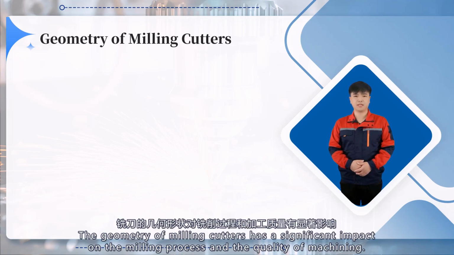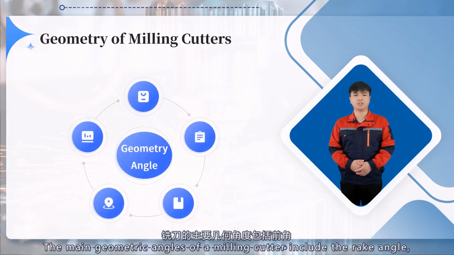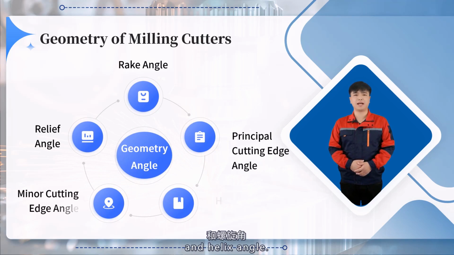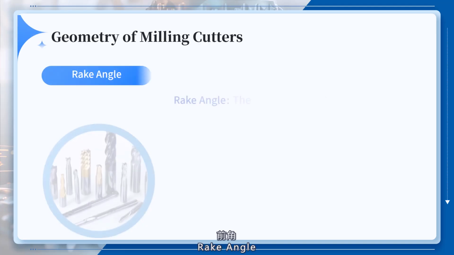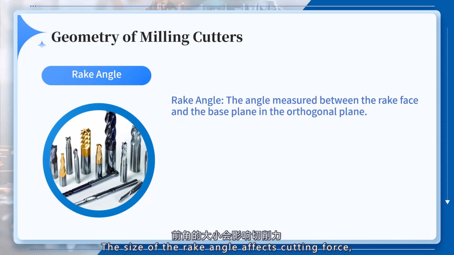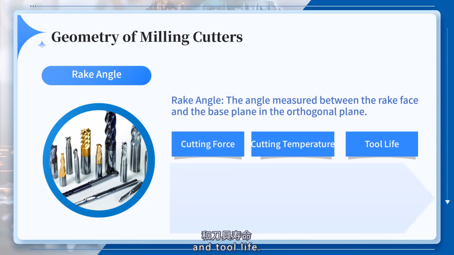The geometry of milling cutters has a significant impact on the milling process and the quality of machining. The main geometric angles of a milling cutter include the rake angle, relief angle, major cutting edge angle, minor cutting edge angle, and helix angle. Rake angle. The rake angle is the angle measured between the rake face and the reference plane in the orthogonal plane. The size of the rake angle affects cutting force, cutting temperature, and tool life.